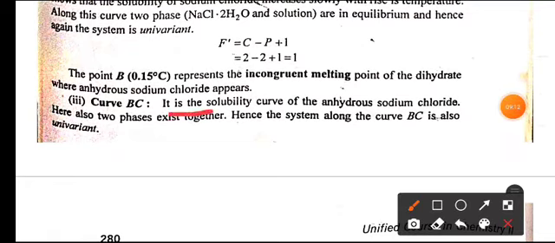Here also two phases exist together: one is sodium chloride and another one is saturated solution of sodium chloride. Hence the system along the curve BC is also univariant.